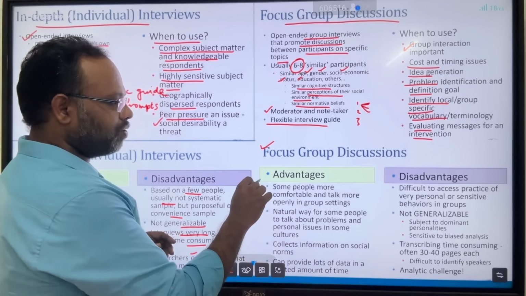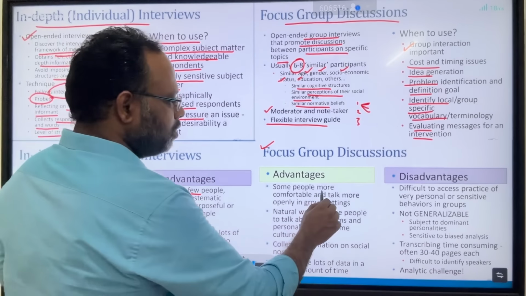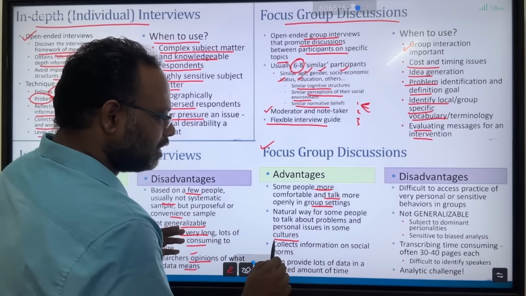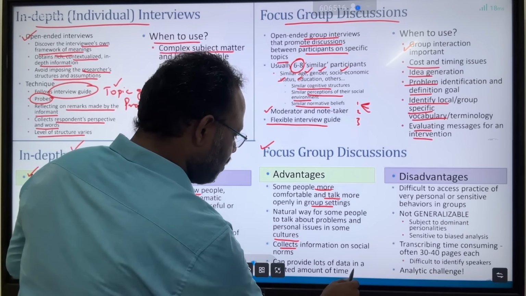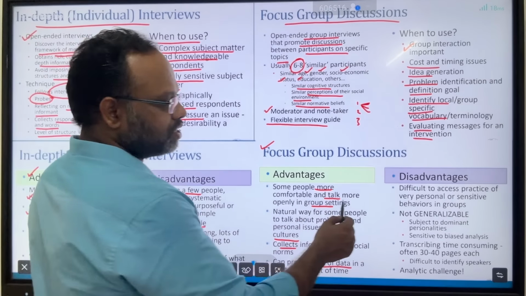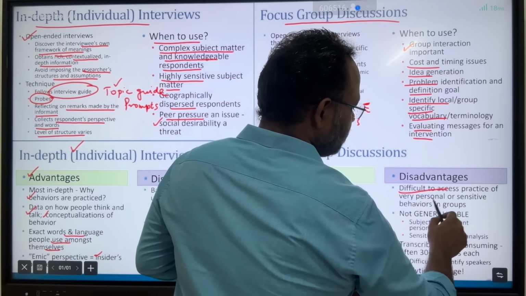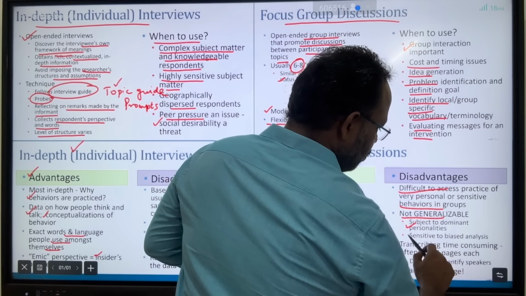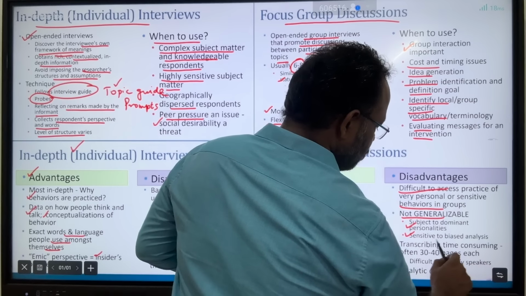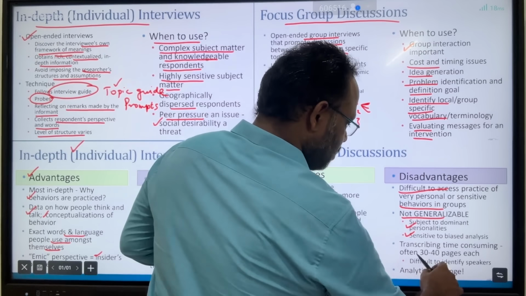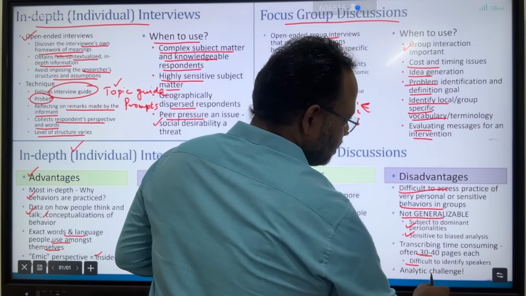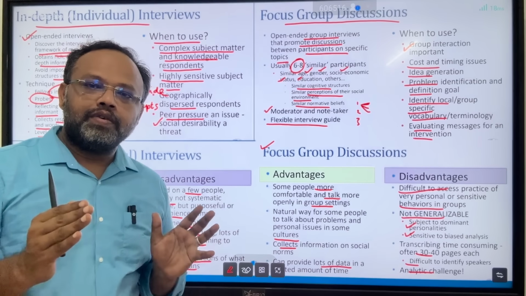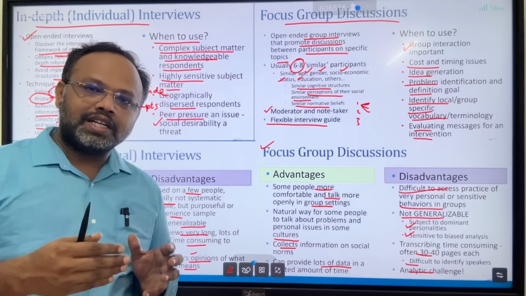Whereas in focus group discussion, the advantages are that some people feel more comfortable and talk more openly in group settings. So for them, they will open up in groups. It collects information on social norms and can provide lots of data in a short amount of time. The disadvantages are that it is difficult to access practice of very personal or sensitive behaviors in groups, it is not generalizable, it is subject to dominant personalities, sensitive to biased analysis, and transcribing is time consuming, often 30 to 40 pages each, and it is difficult to identify speakers. Analytic challenge is present in focus group discussion. When we have multiple people talking, transcribing the information collected in the audio is difficult.